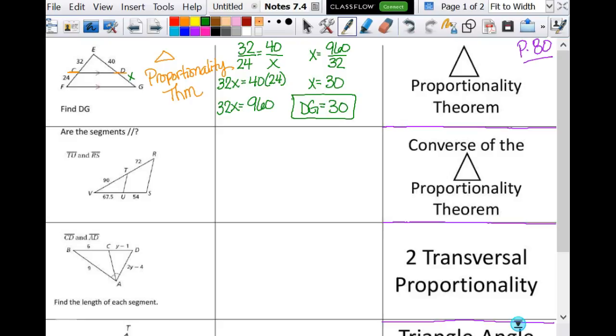So now we're going to look at the next one. It says, are the segments parallel? And the ones that we're talking about here are TU and RS. So if I want to know if something's parallel or not, that is the converse of the triangle proportionality theorem.